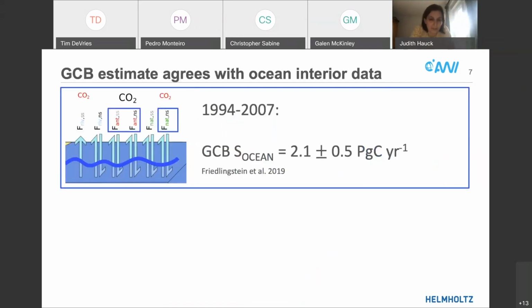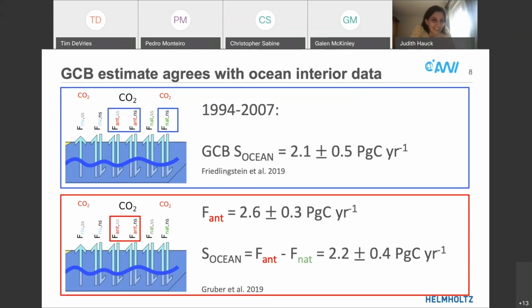And that's one question that had been raised at Ocean Sciences and also outside of Ocean Sciences: how well does the GCB estimate agree with ocean interior data? And I would like to make the point it agrees extremely well. So the GCB estimate that we can calculate here based on the models for the period 1994 to 2007 gives a number of 2.1 ± 0.5 petagrams of carbon per year. Now, of course, I've chosen this period, next slide please, because this is exactly the period for which we have the ocean interior observations and the anthropogenic carbon estimate from Nicolas Gruber and lots of colleagues.